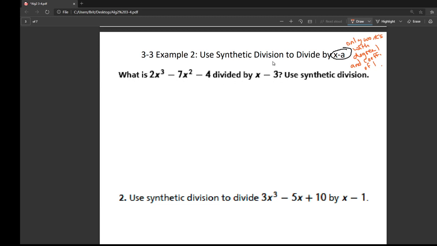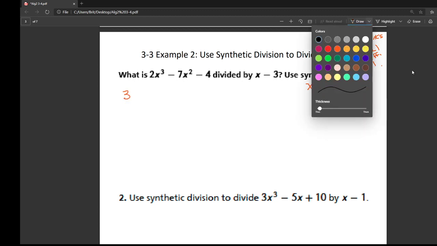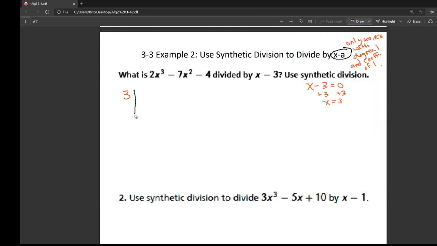In order to use synthetic division, the first thing I do is set my divisor, which is what I'm dividing by, equal to 0, and then I solve for x. So this number here is what is going to go outside of my division house. Now synthetic division is a little backwards in that it goes with an upside down house.